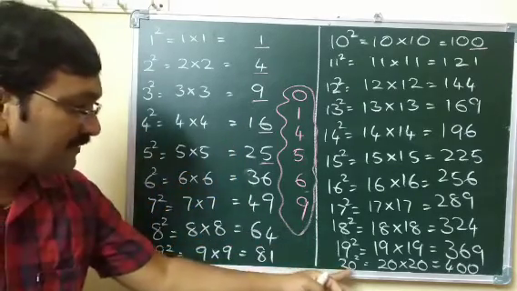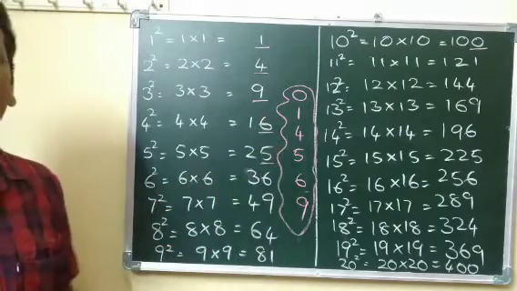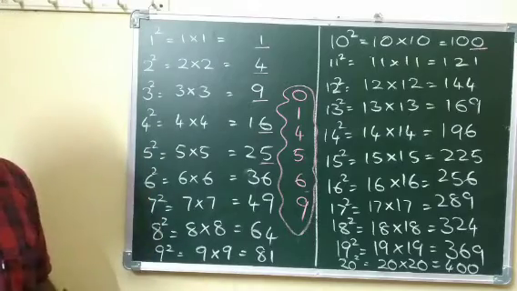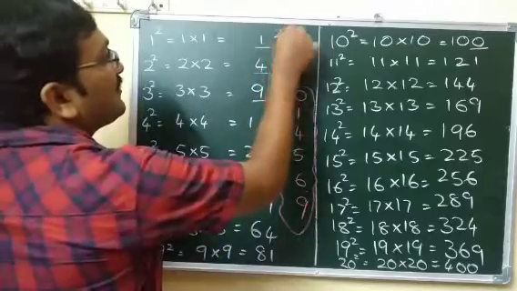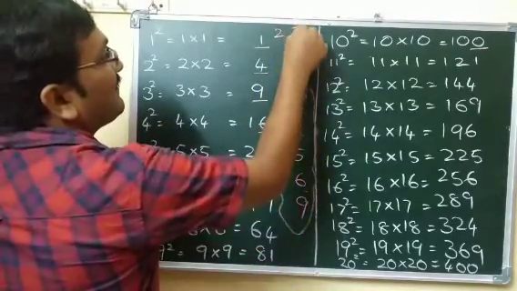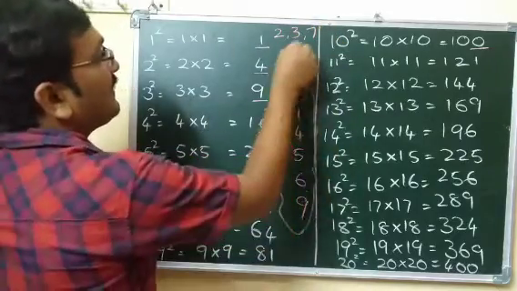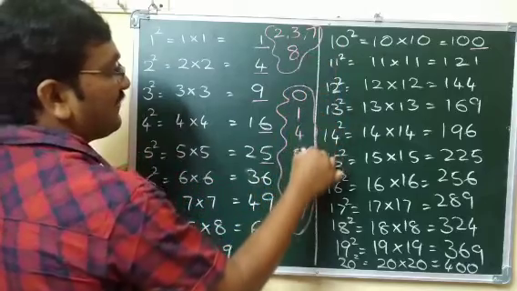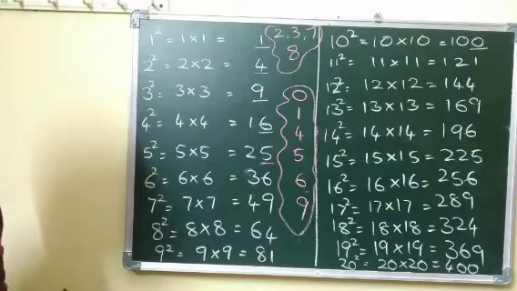Not only up to 20, even if you write up to lakhs, you will get the unit digit only from these. You never get the remaining numbers. What are the remaining numbers? 2, 3, 7, 8. See, 1, 2, 3, 4, 5, 6 and these 4, in total we get 10 digits.